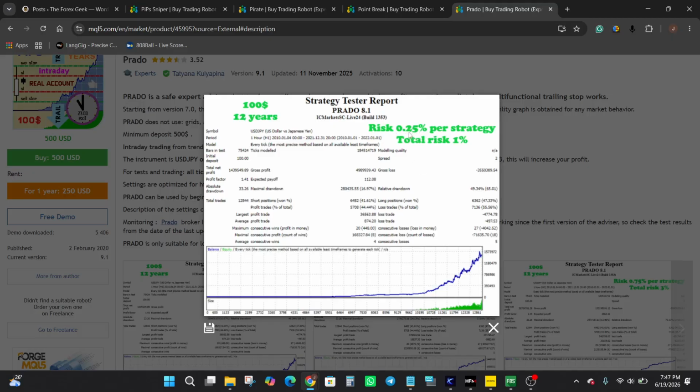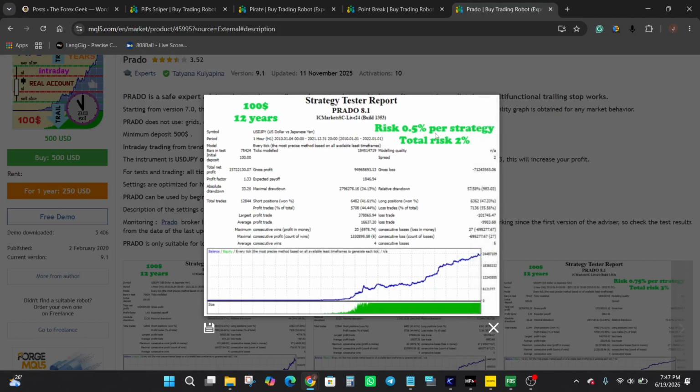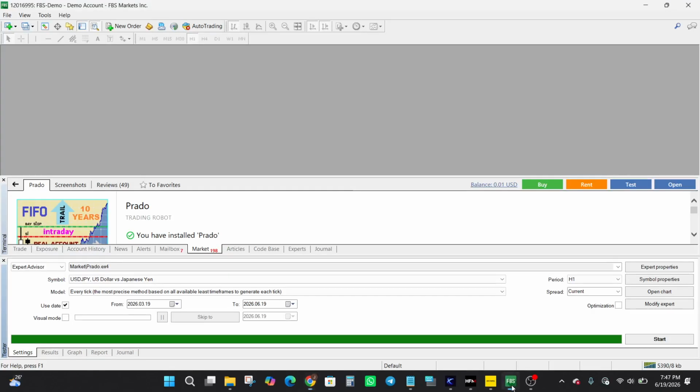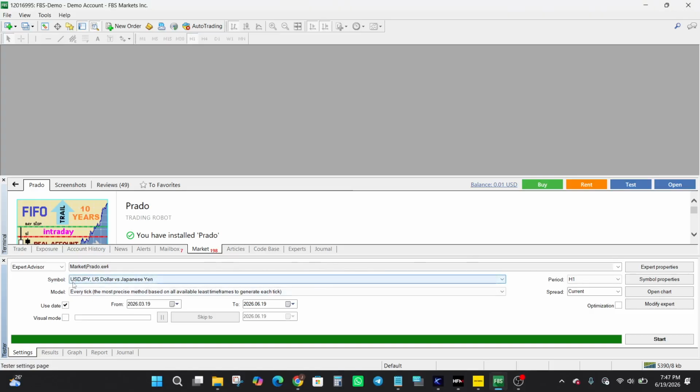Sorry, risk 0.25% per strategy, total risk 1%. Here we have 0.5%, total risk is 2%. It yielded over $23.7 million, and the win rate is 44.44%. Here we have risk 0.75% per strategy, total risk is 3%. In this case, we had $36.7 million, 44.44% still.